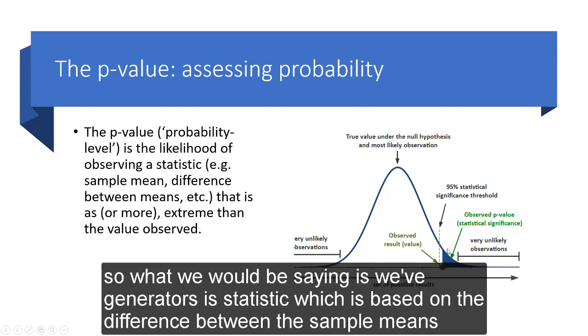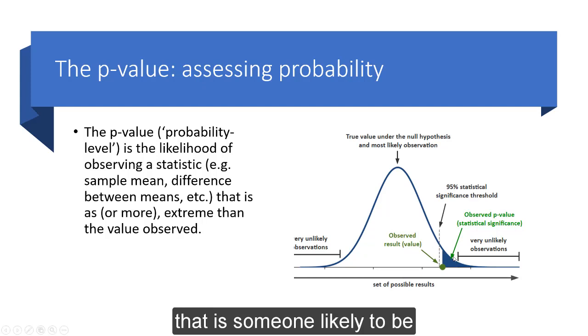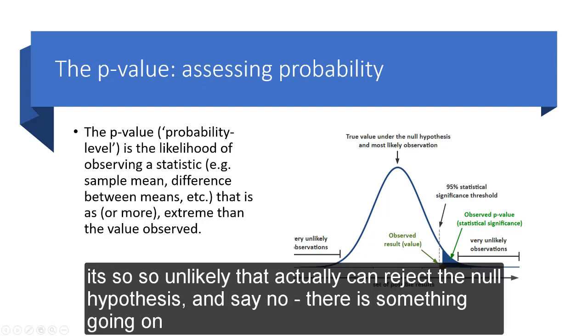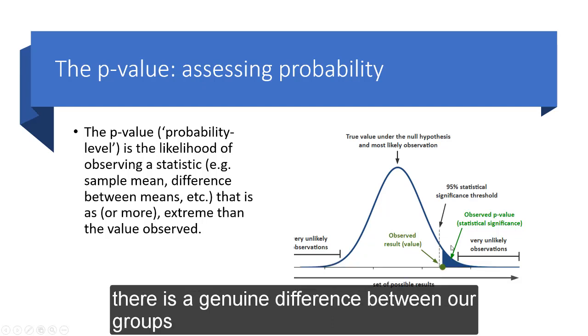So what we would be saying is we've generated a statistic which is based on the difference between these sample means that is so unlikely to have happened if the null hypothesis is correct. It's so unlikely that actually we can reject the null hypothesis and say, no, there is something going on. There is a genuine difference between our groups.